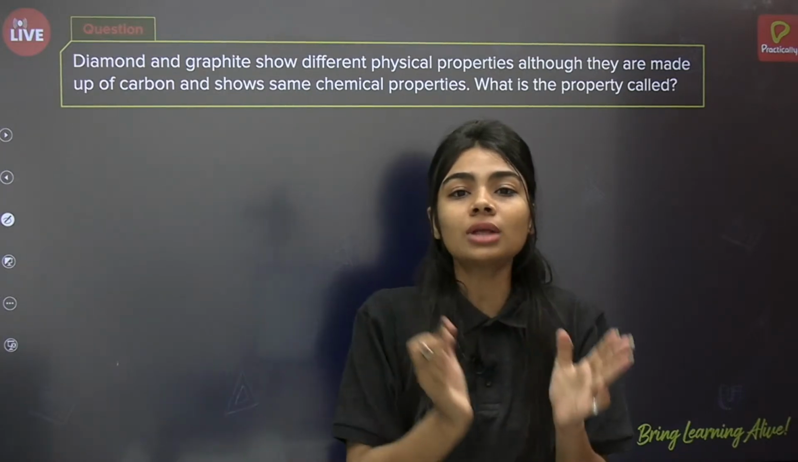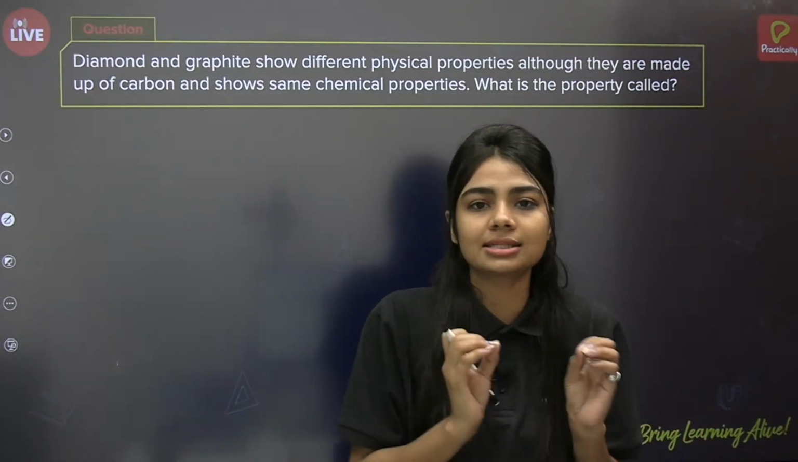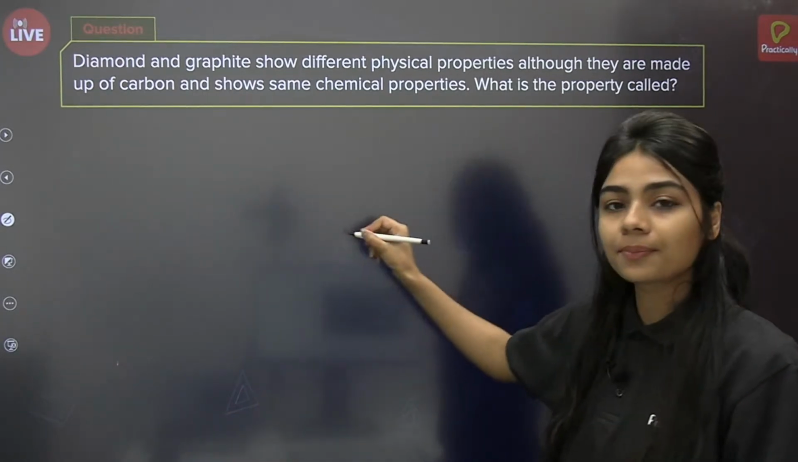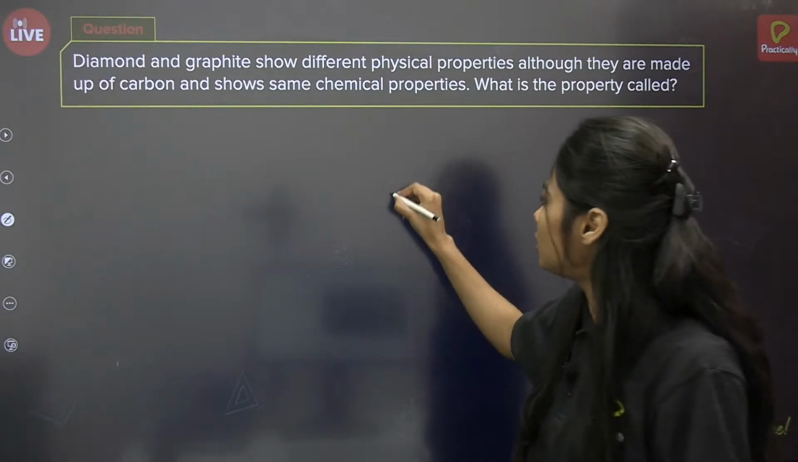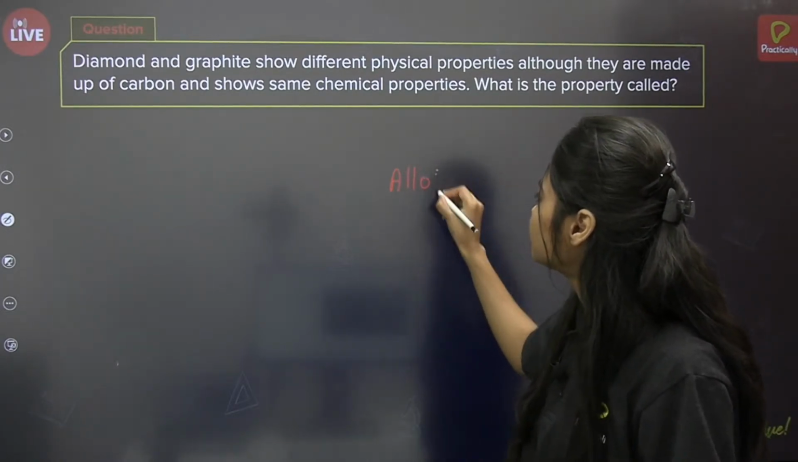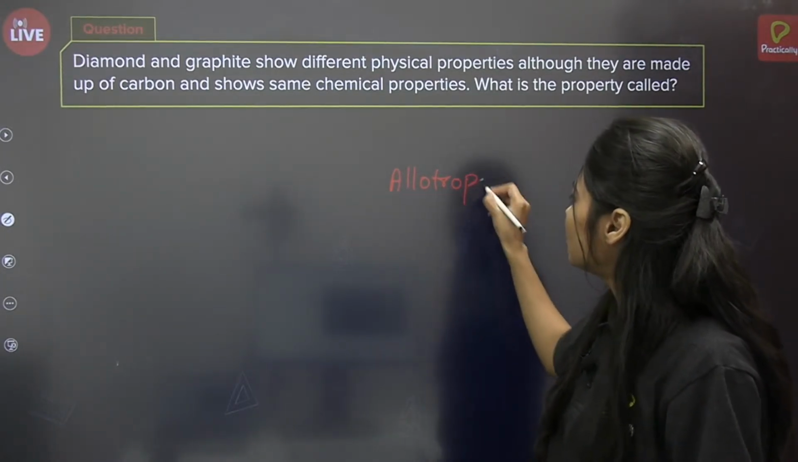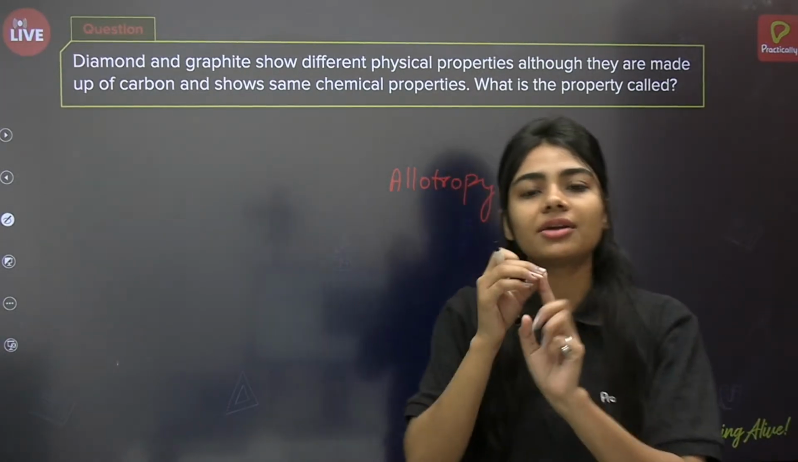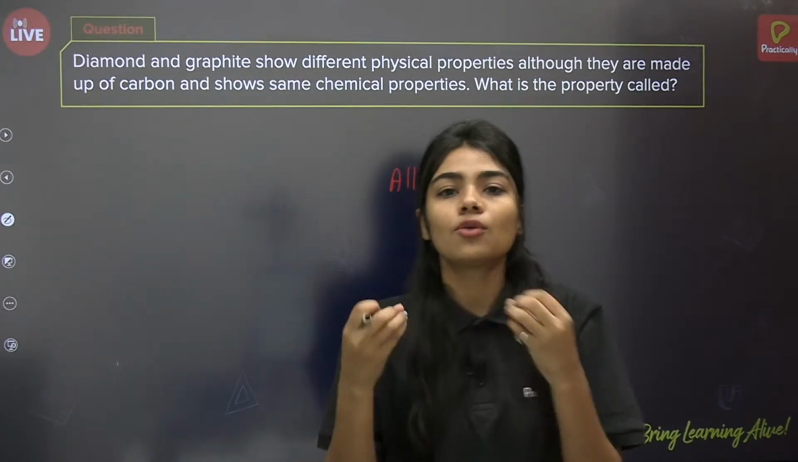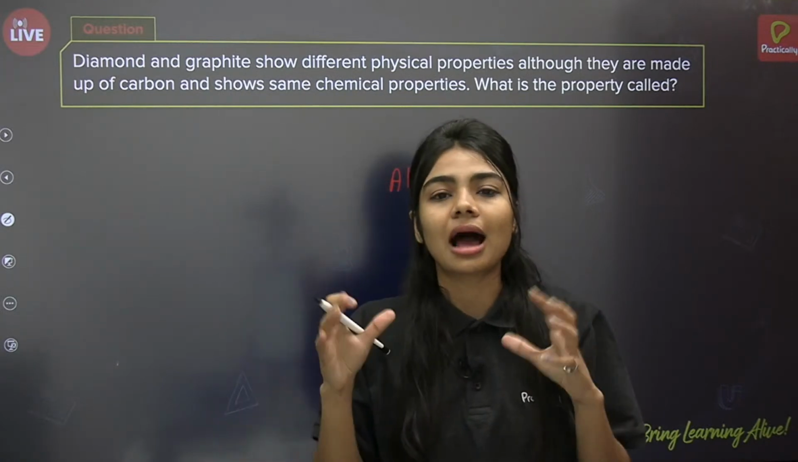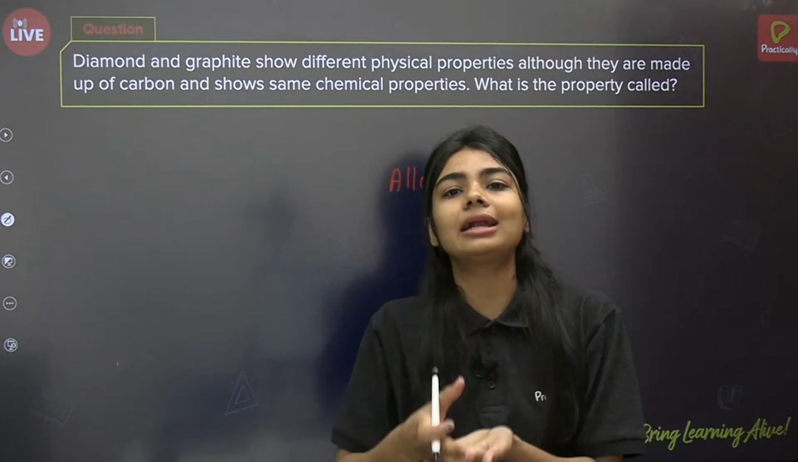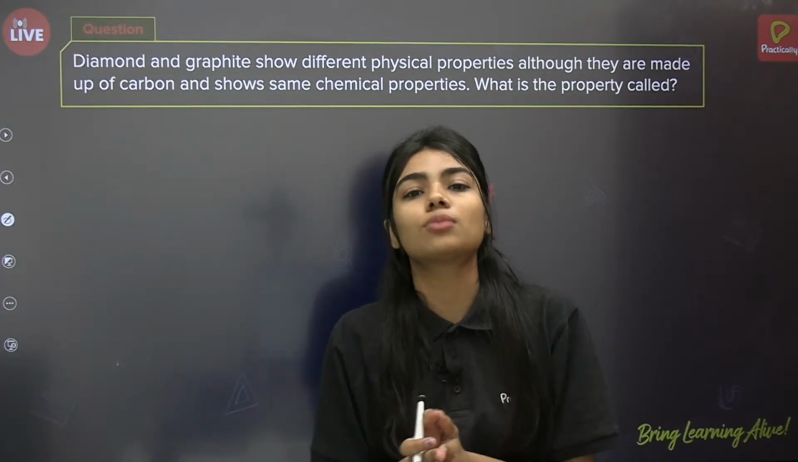But both are made up of carbon. So what is that property called? That is called allotropy. Carbon has 3 allotropes: graphite, diamond and Buckminster fullerene, or simply fullerene. Fullerene is C60, carbon 60. So graphite, Buckminster fullerene and diamond are the 3 allotropes of carbon.